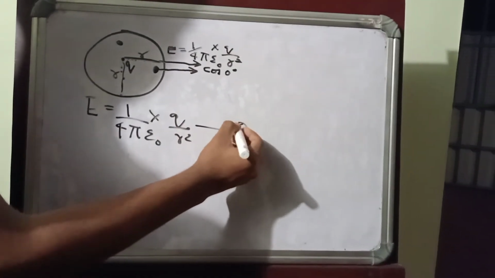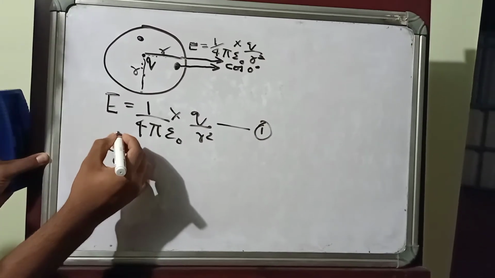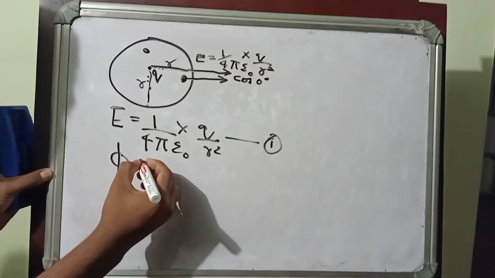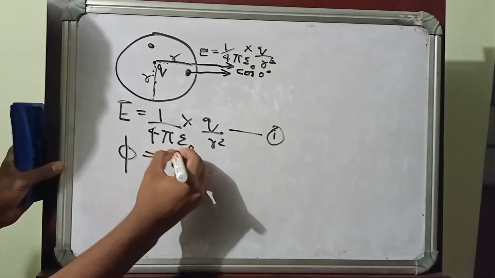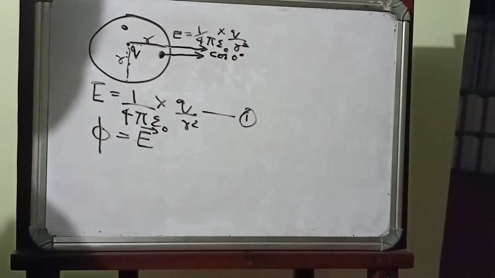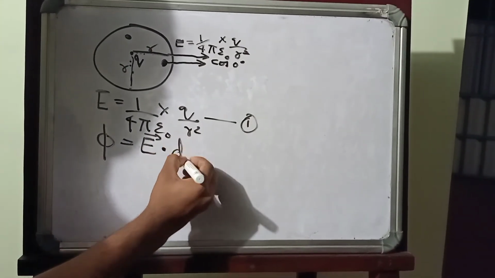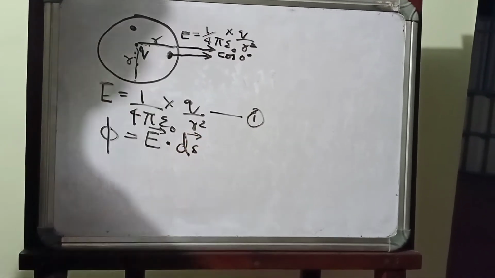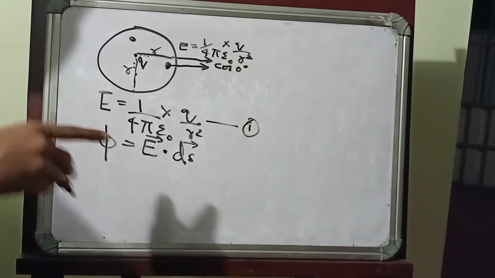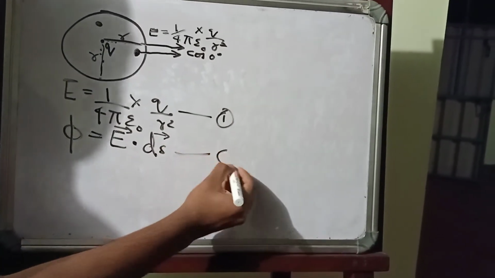Let's take this equation as equation 1. Do you know the electric flux equation? Another equation: phi, which means the electric flux, equals vector E dot ds. The electric field intensity has a direction, the dot means the dot product, and ds, the small area, also has a direction. This is equation 2.